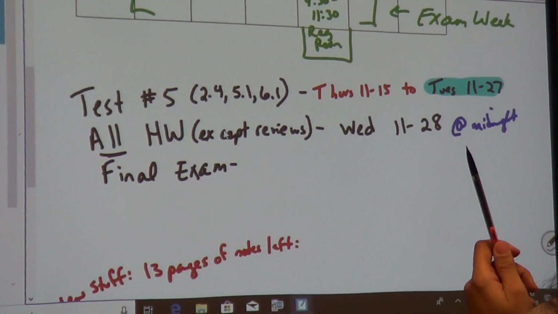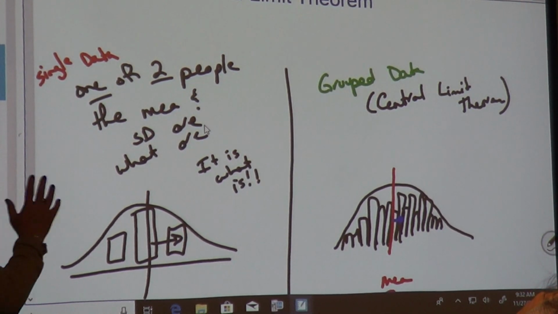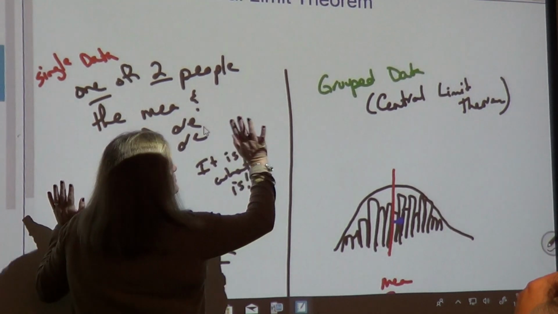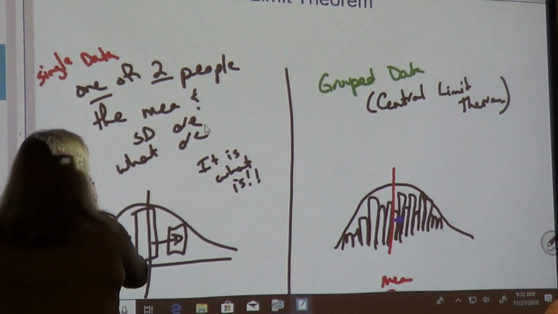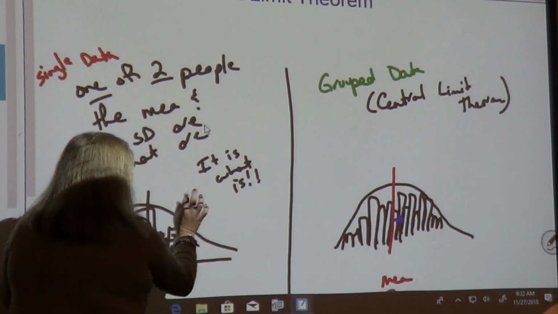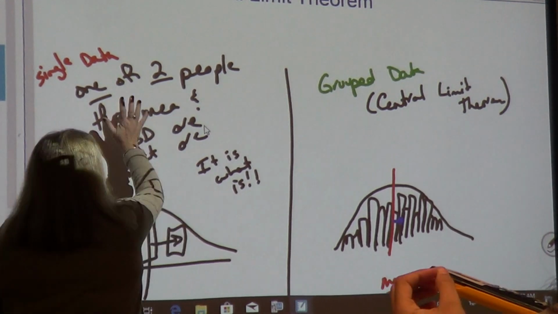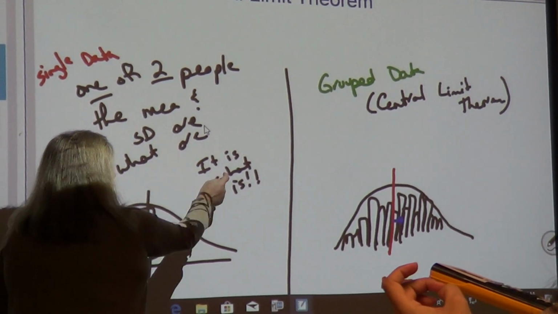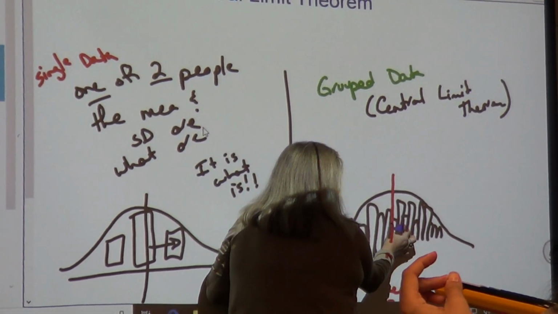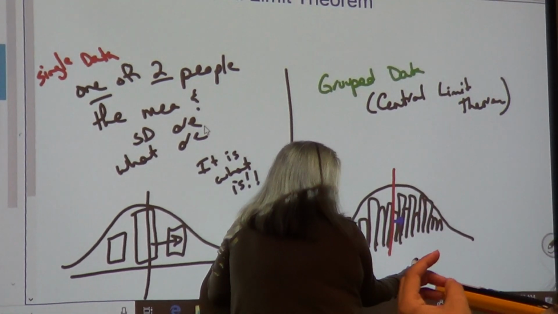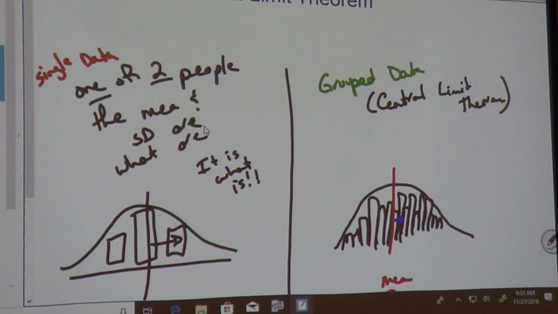So, when we left last time, we were talking about central limit theorem, and we said if you have a single piece of data versus group data. The only difference was for standard deviation: if it's a single piece of data, standard deviation is what it is. If it's group data, your standard deviation is going to be the old deviation divided by the square root of the size of the group. That was the only difference. I'm going to do a couple problems just to remind us what we were doing.